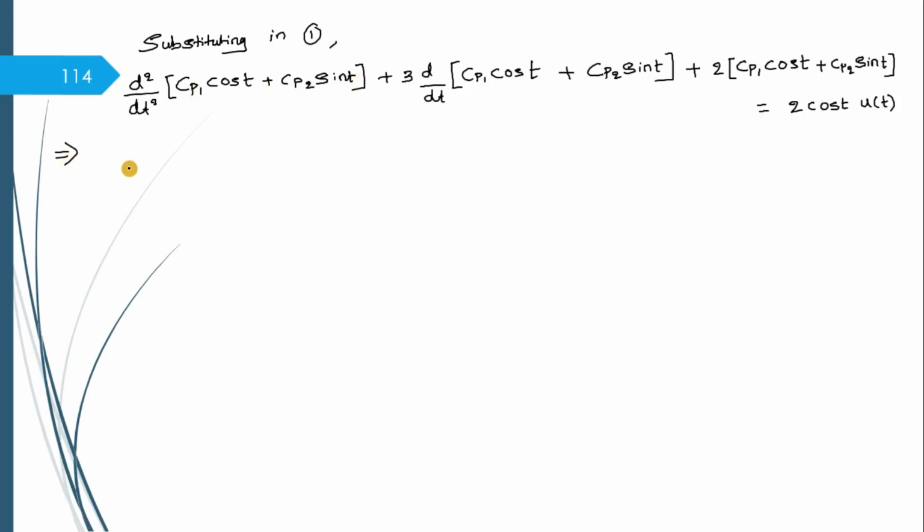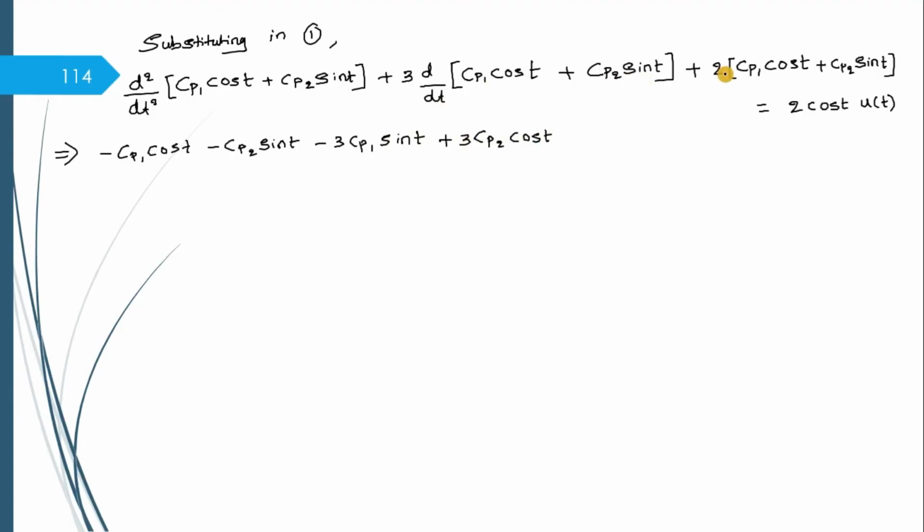So you should be very careful while simplifying. Double differentiation of cos will generate a minus sign and back the cos t, minus cp1 cos t, here also minus cp2 sin t. Here again, one time differentiation of cos will generate minus 3 cp1 sin t, and here differentiation of sine is plus, so plus 3 into cp2 cos t.